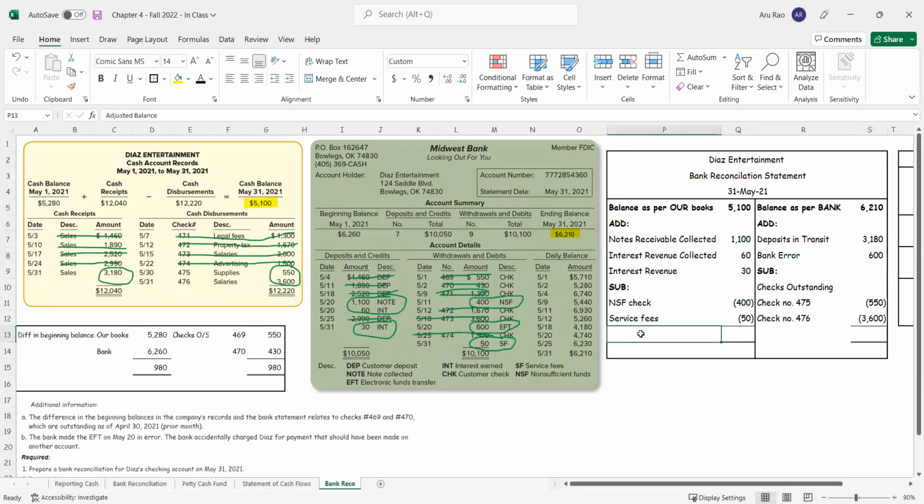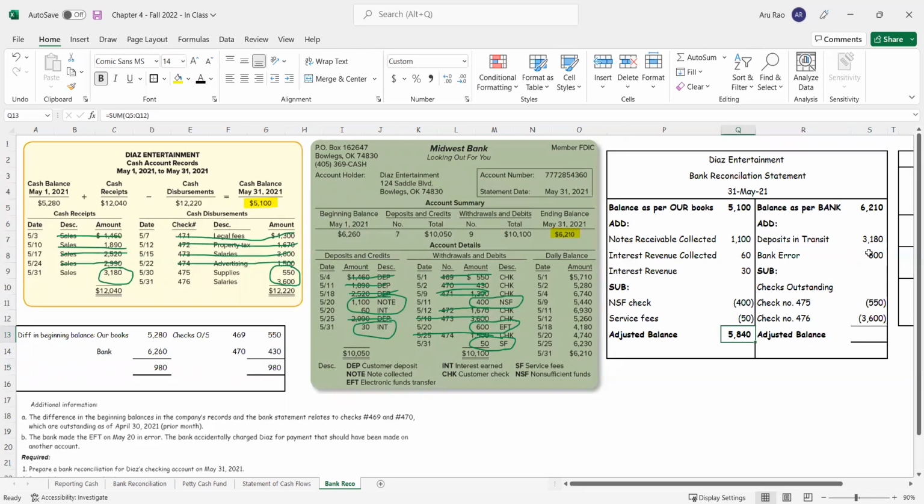Now, if I've done this correctly, which I hope obviously I have, I will come up with what's called the adjusted balance, or sometimes called the true cash balance. And this is the number that gets reported in the balance sheet. So add up all these numbers on each side. Balance as per our books was 5,100. When I add these 3 numbers and subtract 2, what I end up with is 5,840. Now do the exact same thing on the other side.